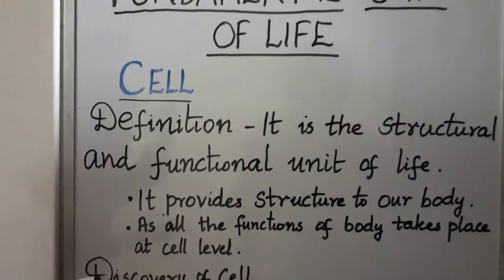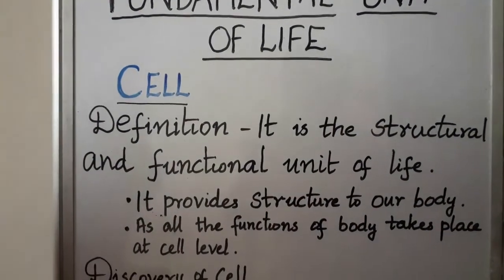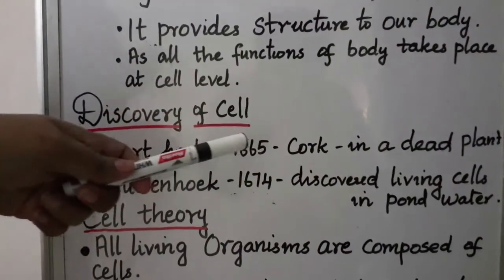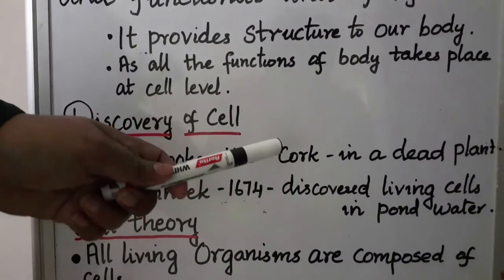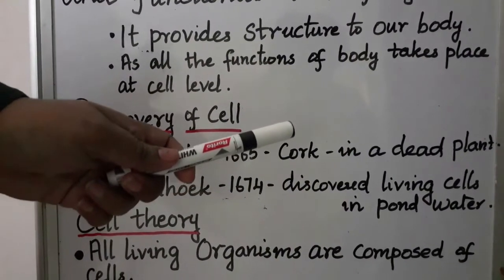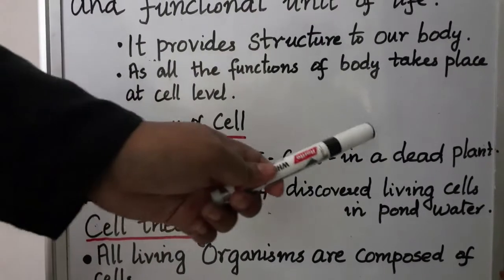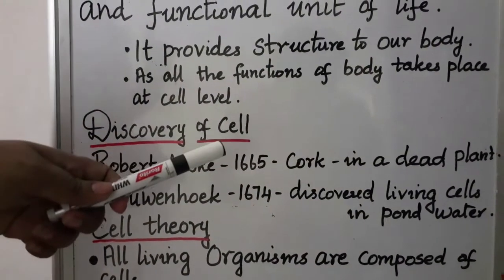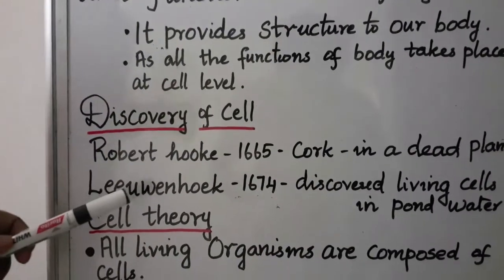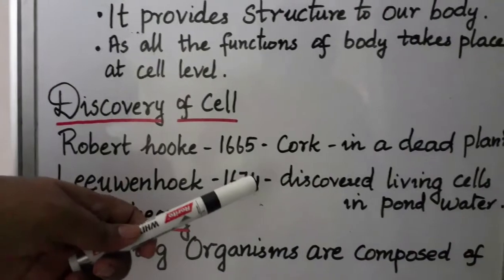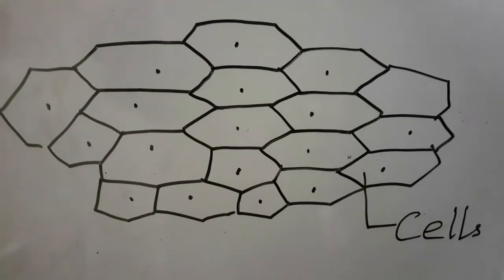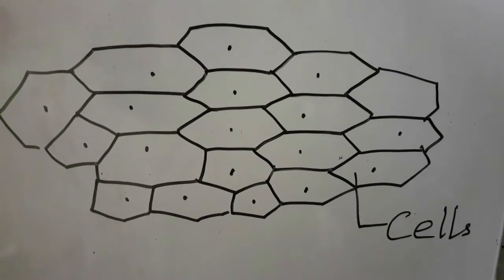The cell was discovered by Robert Hooke in 1665 when he observed cork. Cork is the outer covering of a tree. That is a dead cell. He observed cork in a dead plant. Later on, Leeuwenhoek in 1674 discovered living cells in pond water.